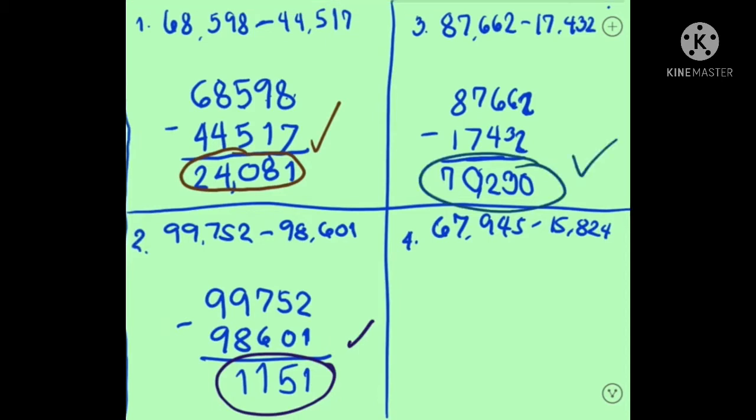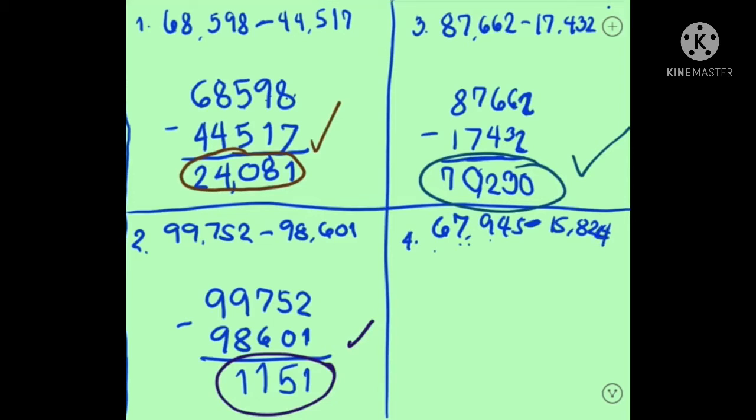Okay? Okay, last one. Last one we have here. Let us read first the problem. 67,945 minus 15,824 should say, not 25. 24.